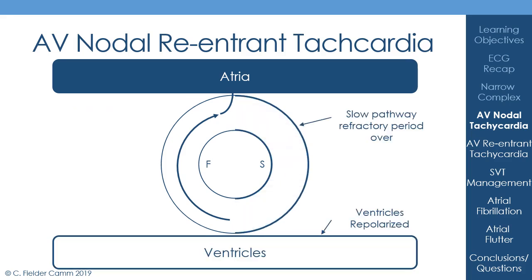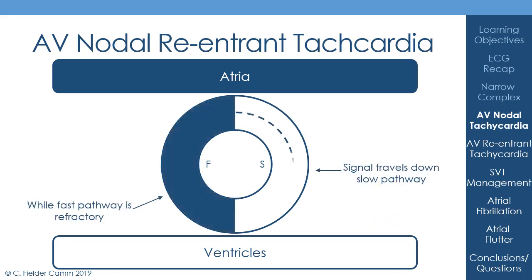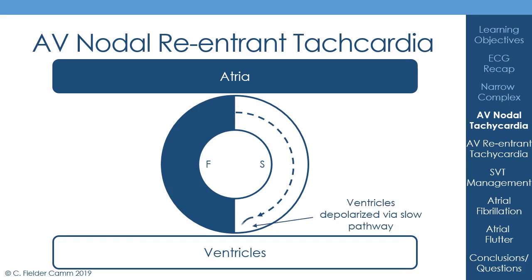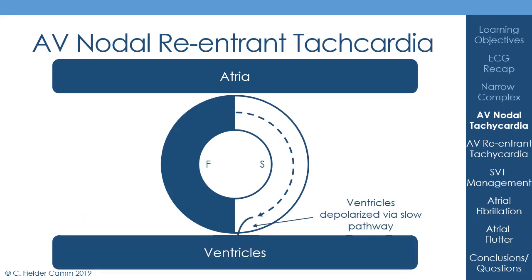And while it's traveling up the fast pathway, although that's a short period of time to go up the fast pathway, remember that slow pathway has a very short refractory period, so it's able to recover again. And so by the time the signal gets back up to the top of the AV node again, the slow pathway is ready to receive another signal, and that signal travels down the slow pathway again. And the fast pathway is refractory. The ventricles are depolarized via the slow pathway.